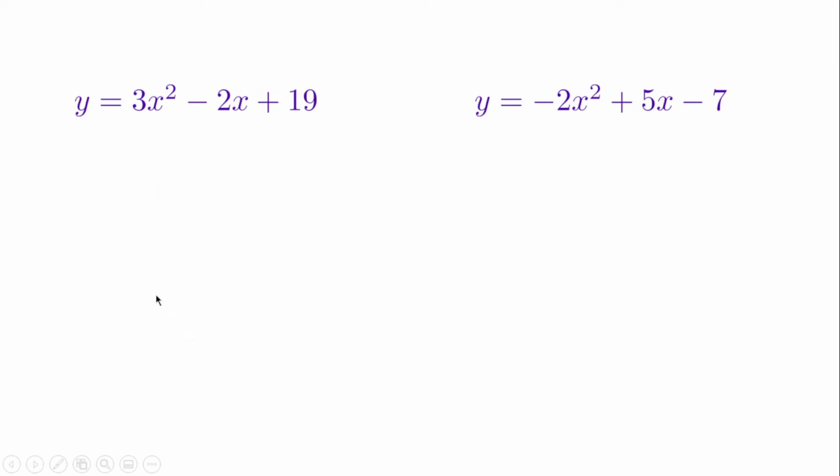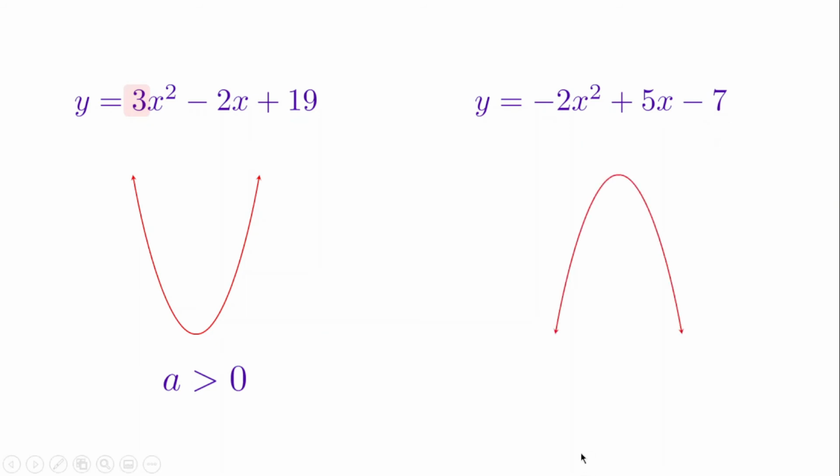So for example, if we have the quadratic function y is equal to 3x squared minus 2x plus 19, we expect that the graph is opening upward. Bakit? Kasi yung value ng a ay greater than 0 or positive. Para naman sa y is equal to negative 2x squared plus 5x minus 7, we expect na kapag ka-graph natin yan, yung graph ay opening downward. Bakit? Dahil yung value ng a ay negative or less than 0.